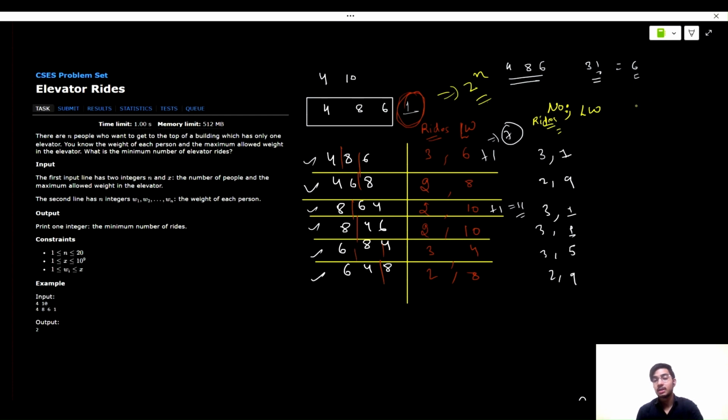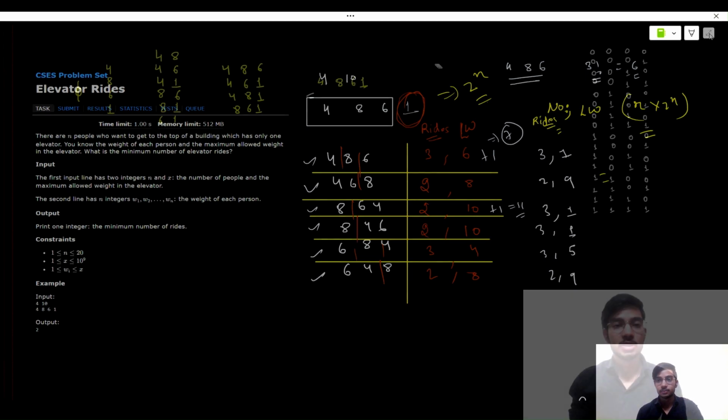For the 2 raised to the power n states, the time complexity would be n into 2 raised to the power n, which would be better than n into n factorial, right? So let's try to find the answer by using these observations.